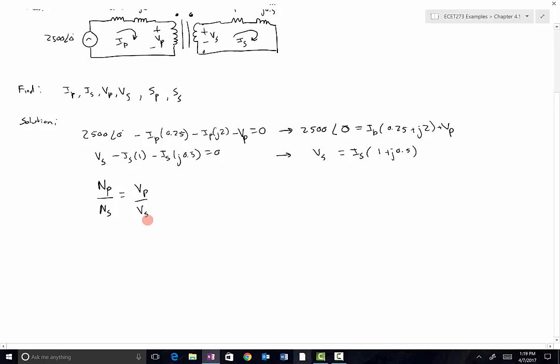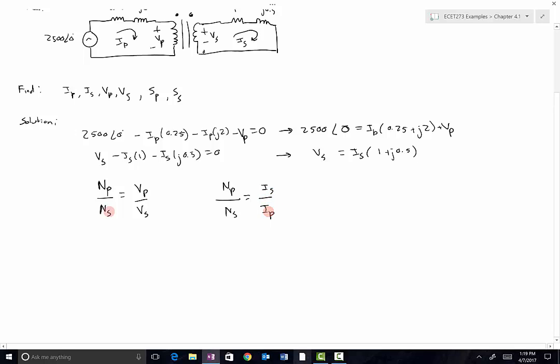So that is one of the relationships. The other is that the number of turns in the primary divided by the number of turns in the secondary is equal to the current on the secondary divided by the current on the primary. So notice that those are flipped there, IS over IP in that equation.